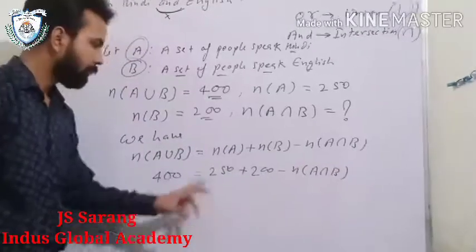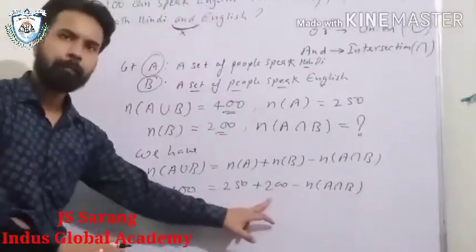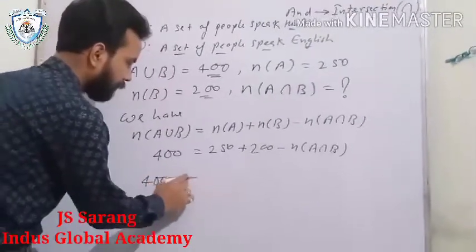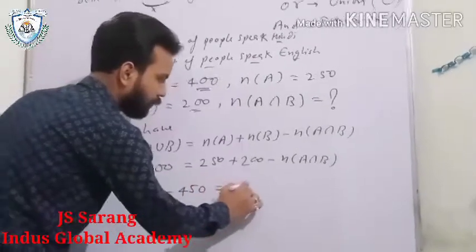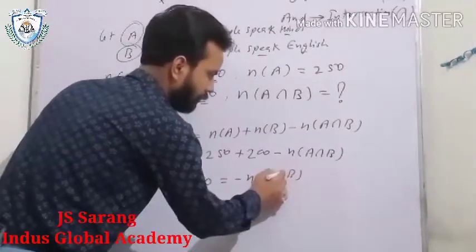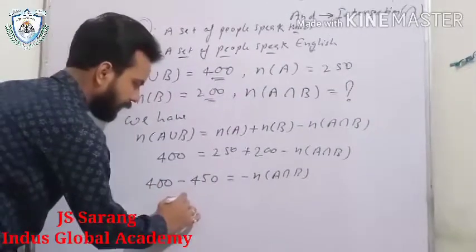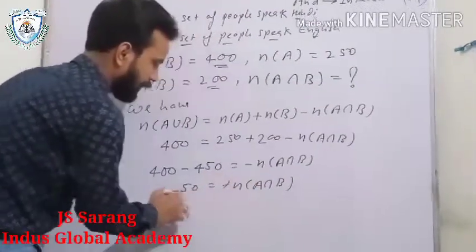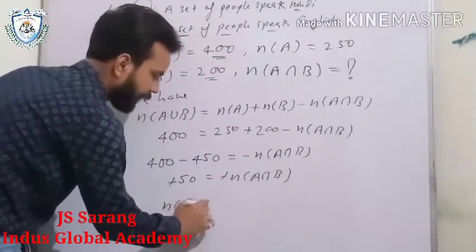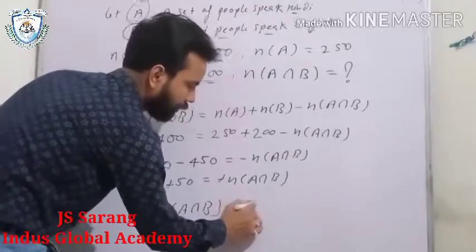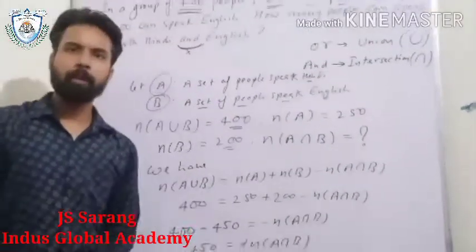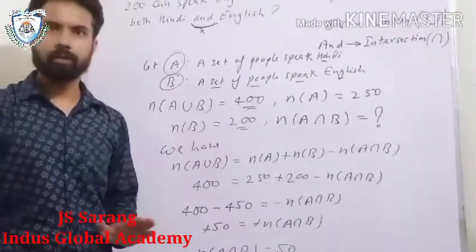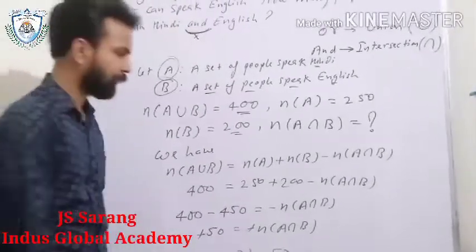We will have to find that, but 250 plus 200 is 450. So this 450 will be subtracted from 400. So 400 minus 450 is equal to minus n(A intersection B). Now this is minus 50 is equal to minus n(A intersection B). Minus cancels. So the number of elements in A intersection B is equal to 50. So there are 50 people who can speak both Hindi and English. Understood? Hope it is clear to everyone.